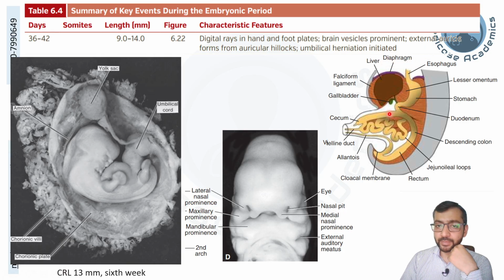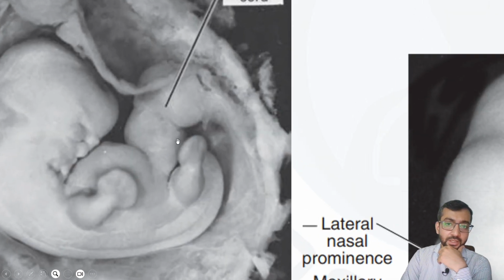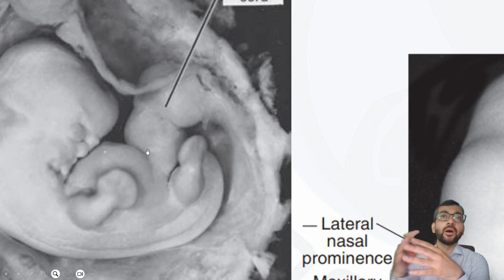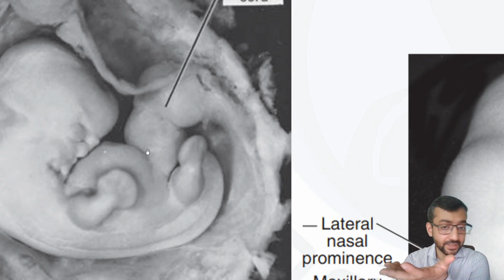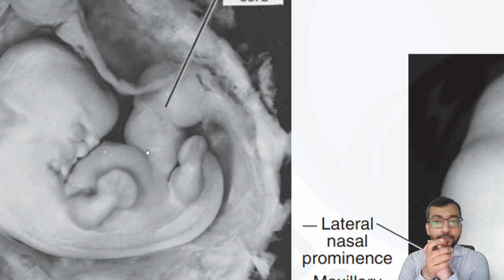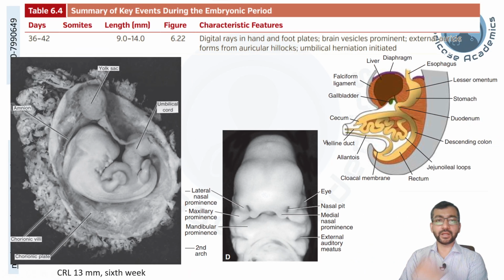At this time, the intestine comes out into the umbilical cord. As you see, this is the umbilical cord, and this has become swollen up. The intestine is growing so fast that it does not have any space in the abdominal cavity, so it herniates out into the umbilical cord. So this is called normal umbilical herniation. It starts in week 6, it goes all the way till week 10. So this is the umbilical herniation.